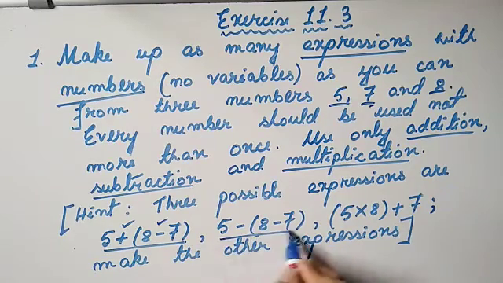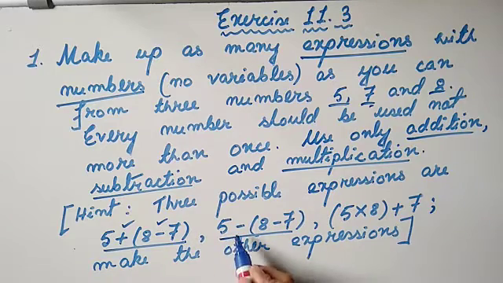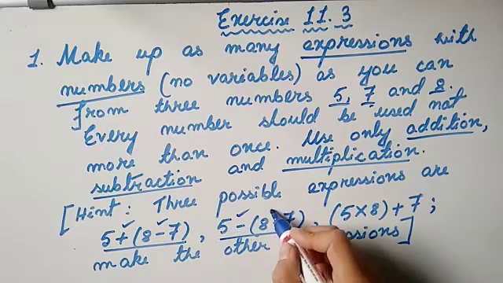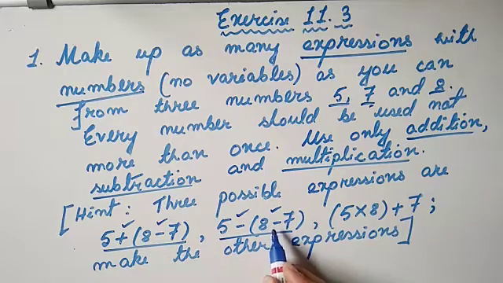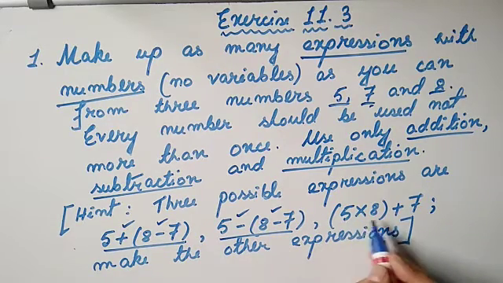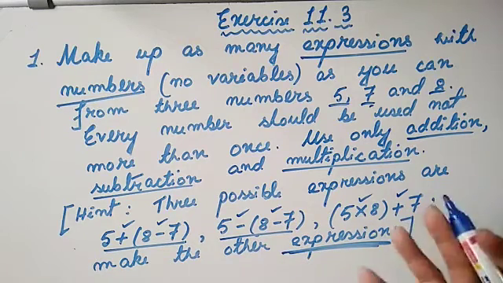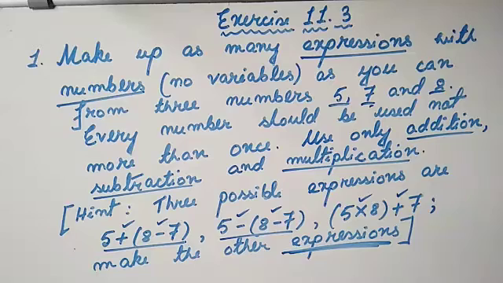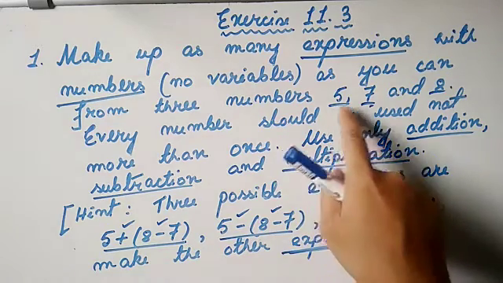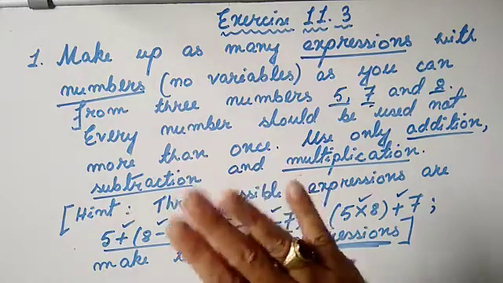Okay, and in the next expression, as you can see, the numbers are used only once, and this time they have used the operation subtraction. Okay, and in the last hint they have used these 3 numbers, and those mathematical operations are multiplication and addition. Okay, so the question asks us to make the other expressions. So we are going to make some more expressions different from this. Understood? We are going to use only these 3 numbers, and the numbers cannot be repeated.